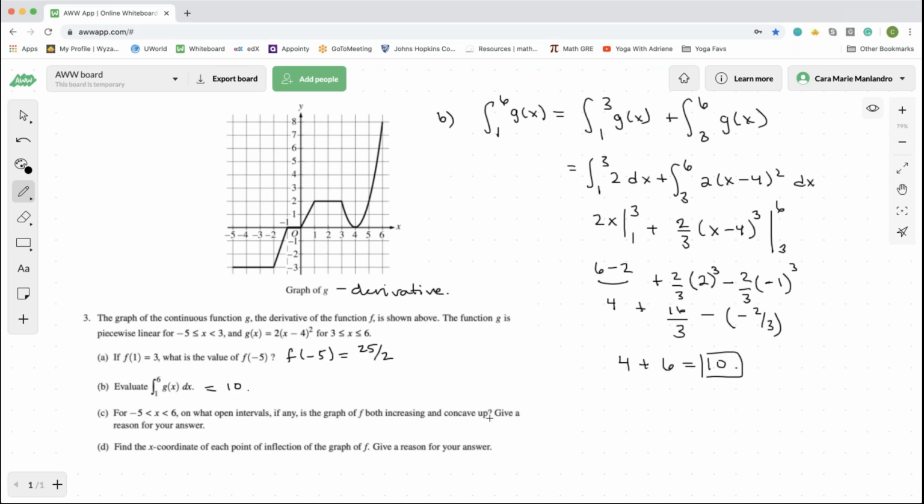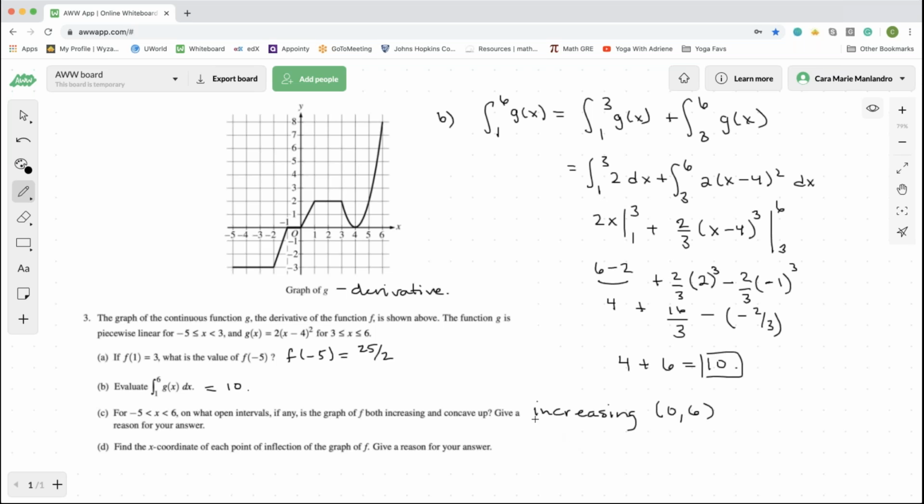Okay, great. For part C, for -5 less than x less than 6, on what open intervals is the graph of f both increasing and concave up? Okay, so for increasing, we only get to take where the derivative is positive. So for increasing, we only get to look at the intervals from 0 to 6.